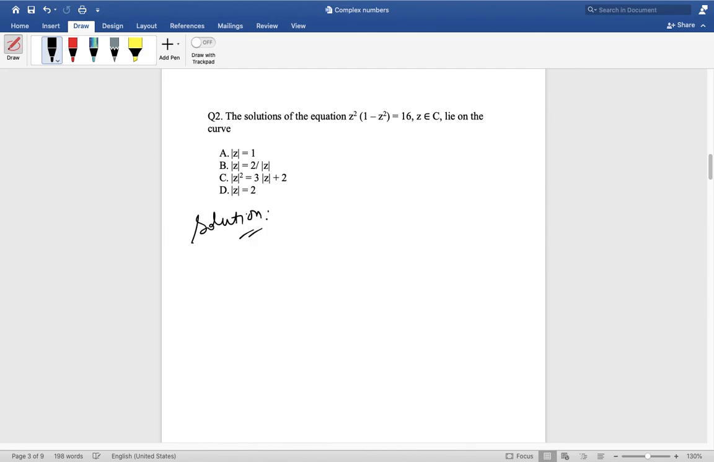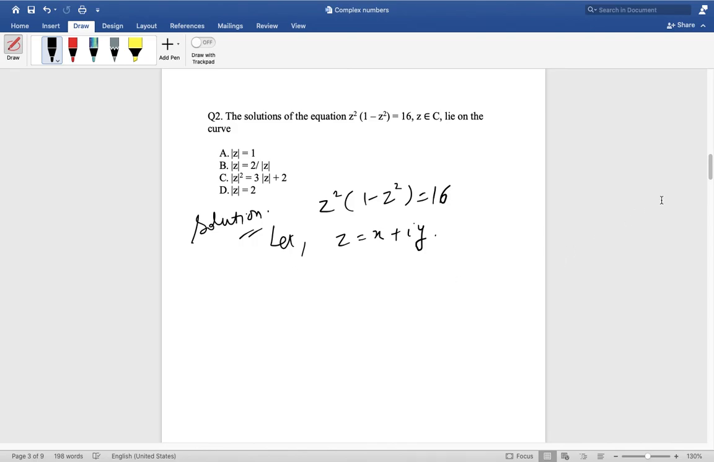Question 2. Z square into 1 minus z square is equal to 16. Z belongs to C, C is the complex number. So as Z is a complex number, he is asking on which curve it lies. So mod Z, he has given me 4 options and is asking which one my given Z satisfies. So I will do what I always do in complex number problems. Z equals x plus iota y.